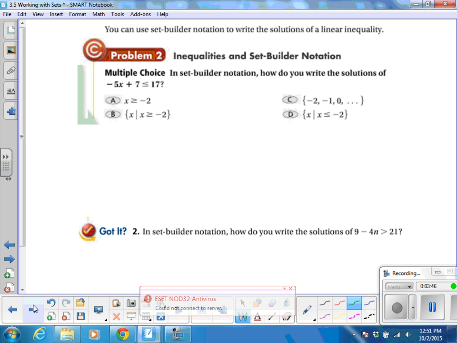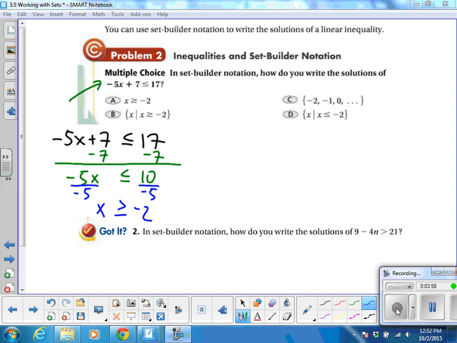You can use set builder notation to write the solutions of a linear inequality as well. I'm going to first look at this inequality here. I'm going to press pause and solve this out real quick. All right, when I worked this out to figure out what x is in the inequality, one thing I noted is that because I divided both sides by -5, my symbol does indeed flip. So I'm going to look up here, and it's asking which one is in set builder notation.